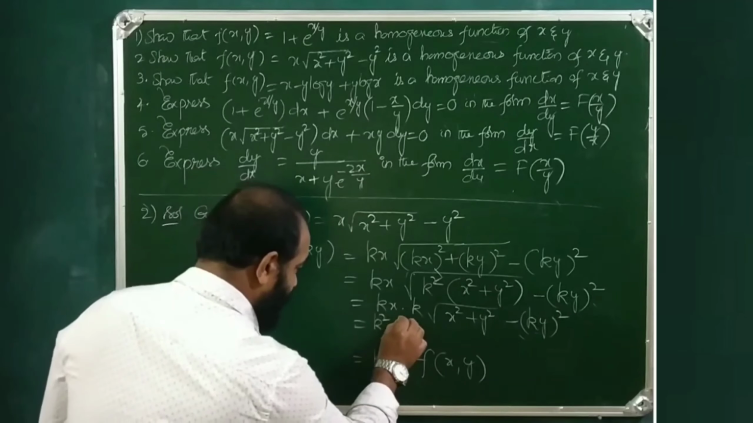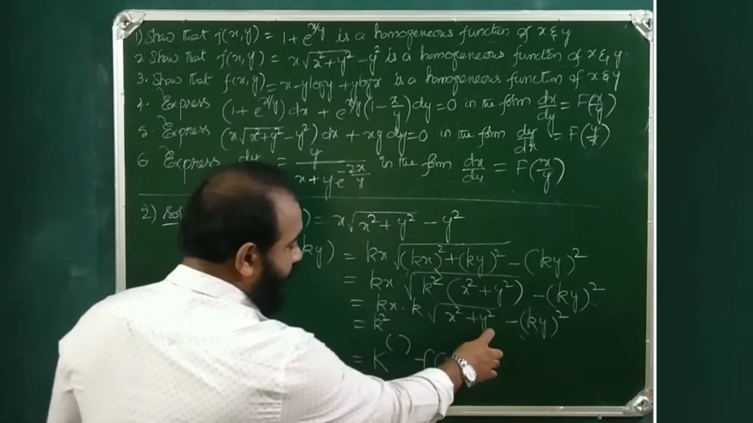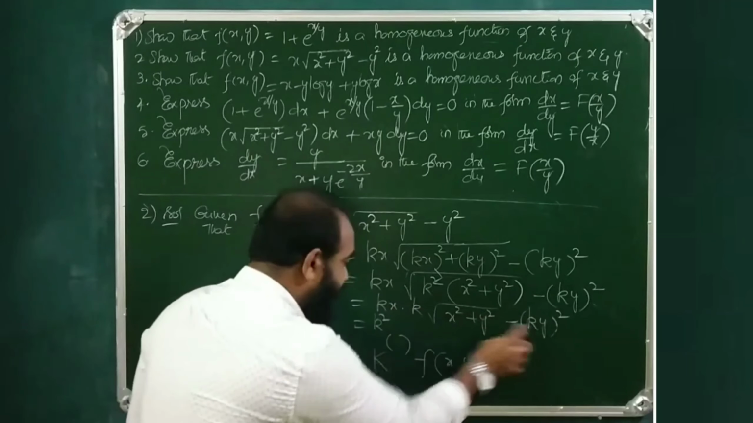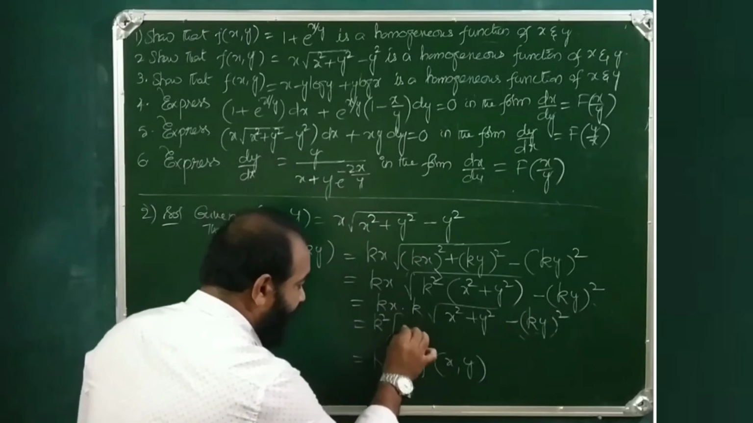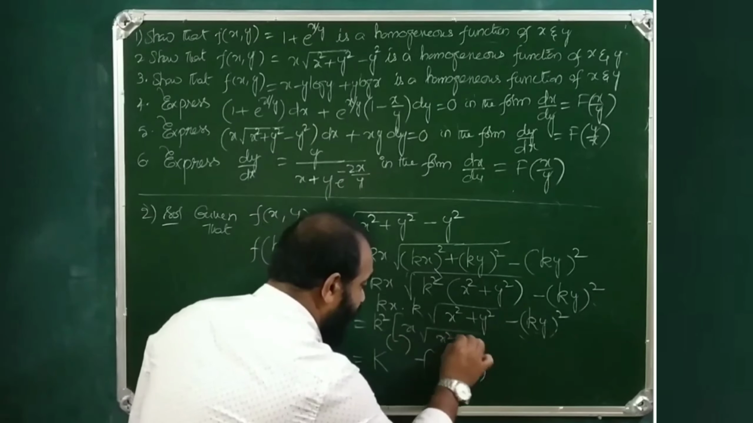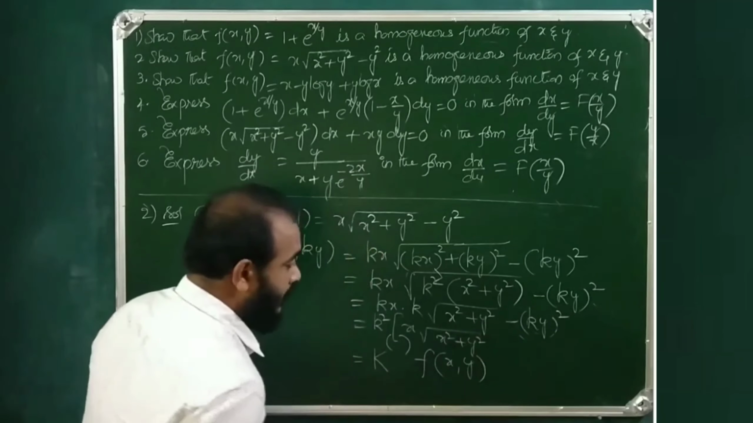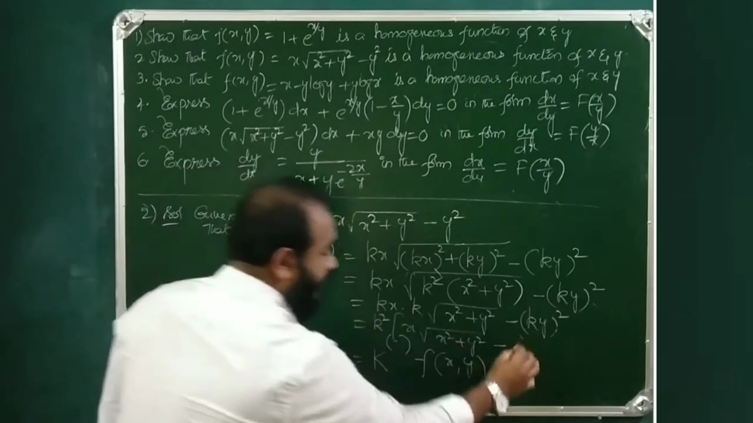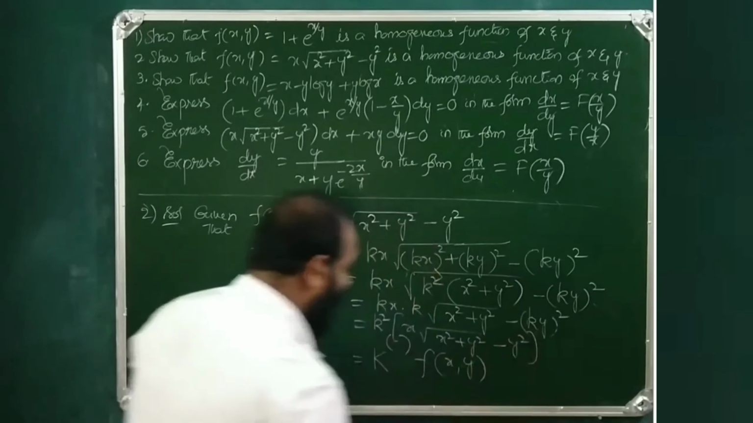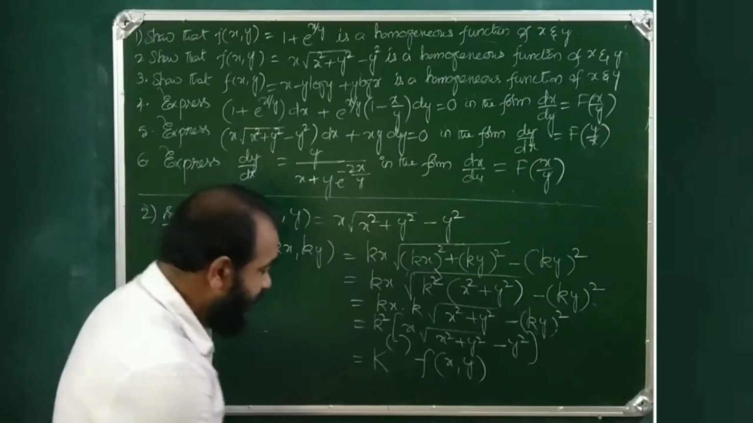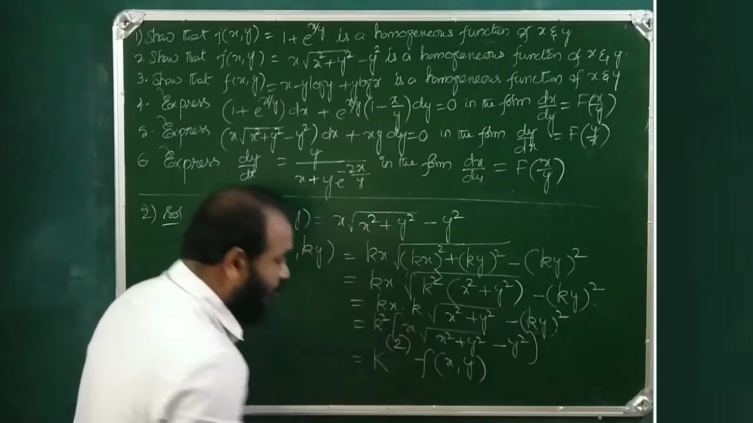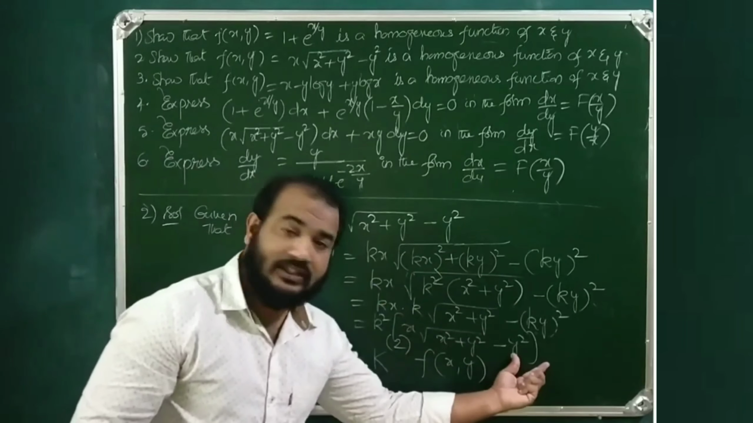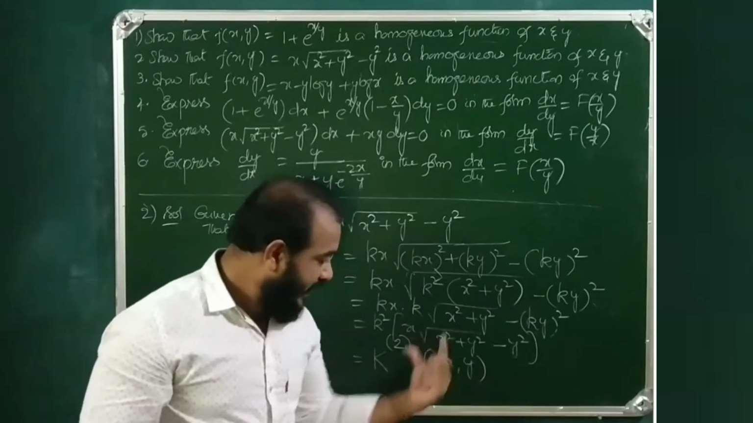k square into x into root of x square plus y square. This is k square y square. Take k square in common in both of them, then we'll get x root of x square plus y square minus, as we have taken k square common, we are left with y square. Now if you see, this is k power 2 into the same x root x square plus y square minus y square. The function again we got at the end.